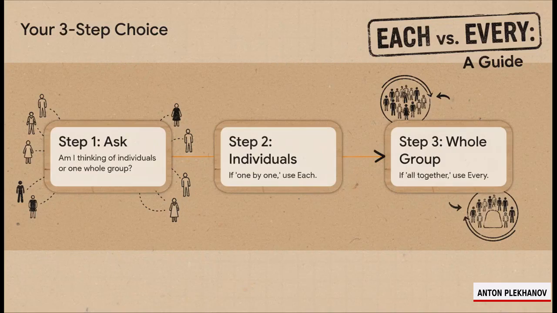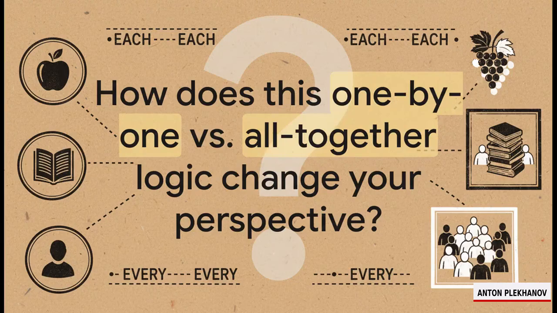So after all that, it really just comes down to this simple 3-step process. Before you speak, before you write, just pause and ask yourself, how am I picturing this? If you're seeing individuals, thinking one by one, your word is each. If you're seeing the whole group all together, your word is every. It really is that simple. And there you have it. That's the real difference.